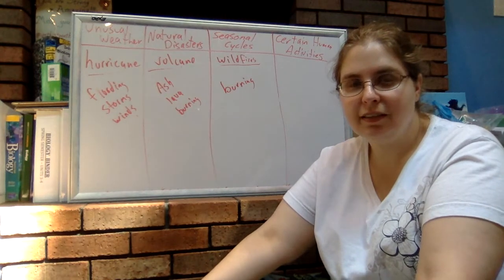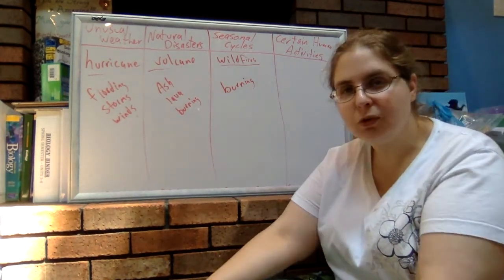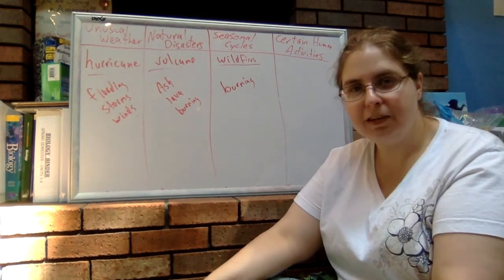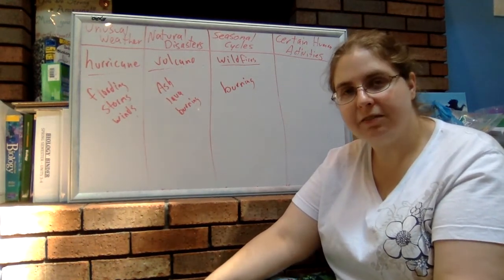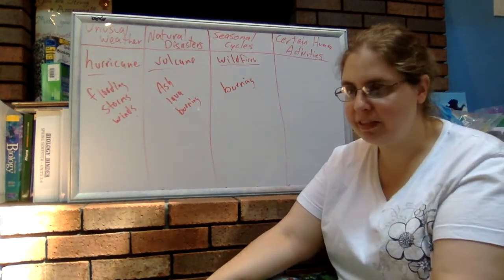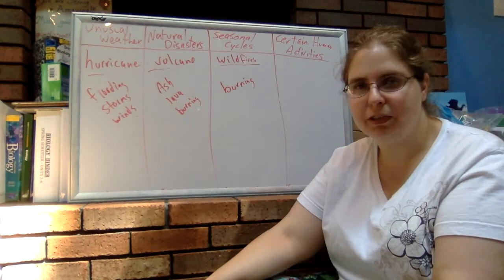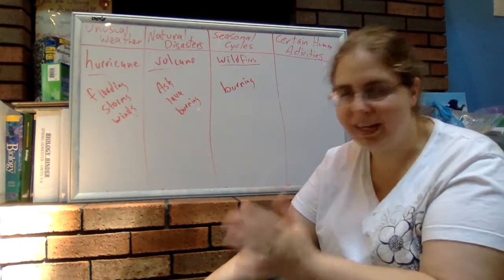But these seasonal cycles, again, because they affect the entire ecosystem, the entire environment, it does still affect every population regardless of size. It doesn't matter if it is a large population of trees or a small population of trees. A wildfire is going to affect whatever trees are there.